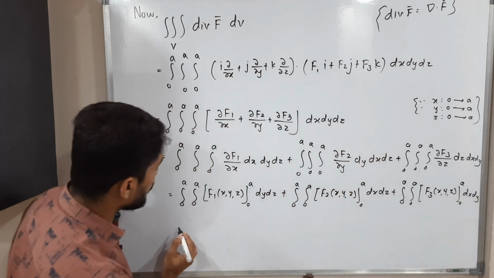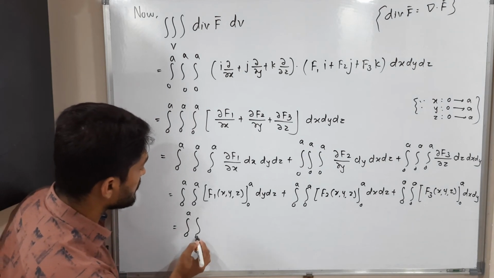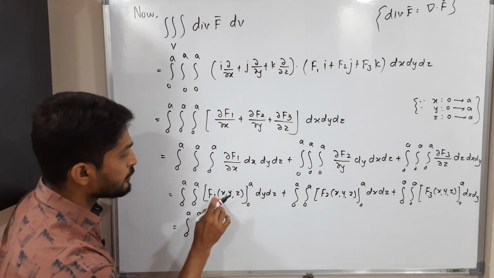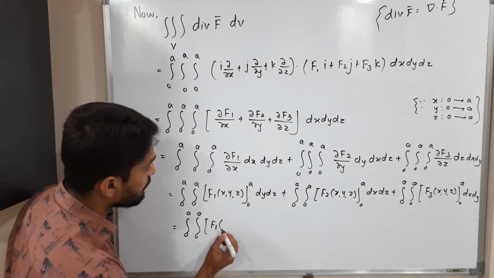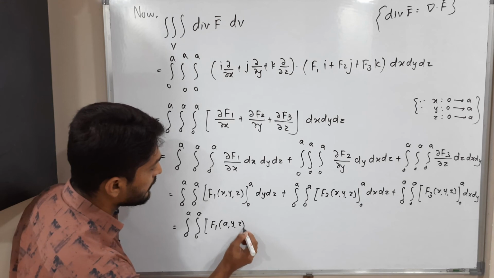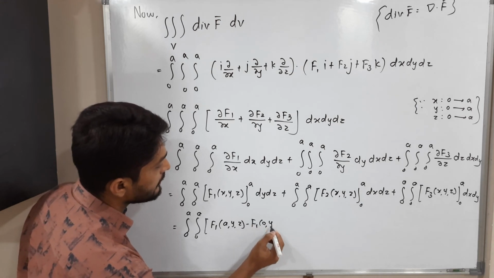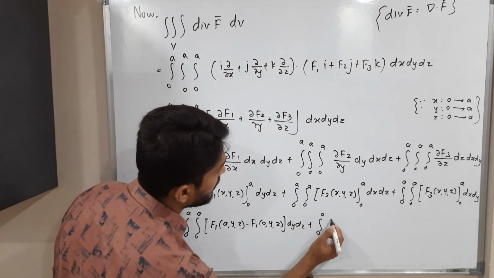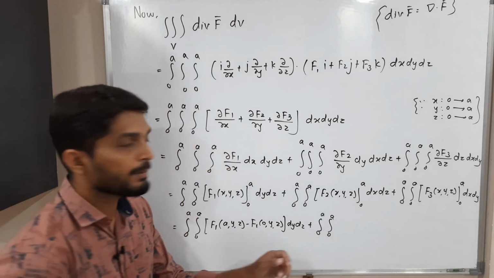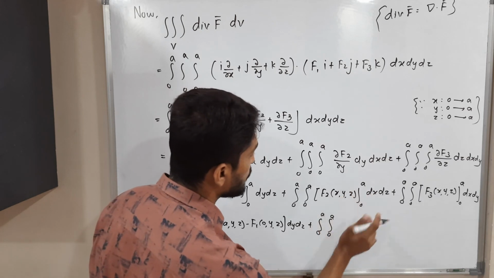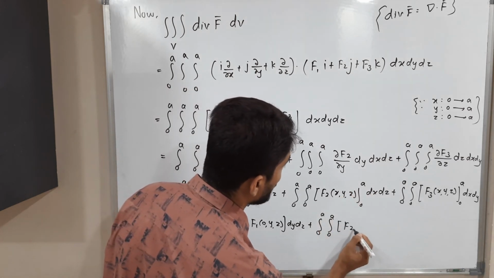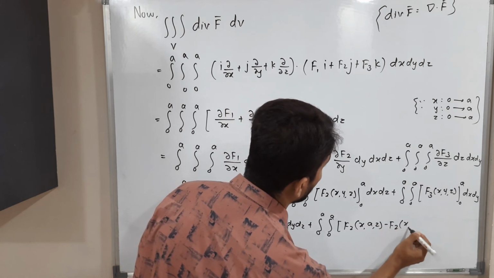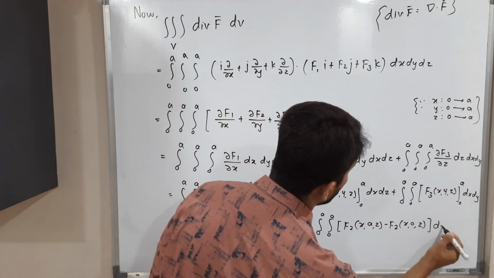So let us put the upper and lower limits. So 0 to a, 0 to a. The integration was with respect to x, so in place of x I should put the upper limit, then the lower limit: f1(a, y, z) minus f1(0, y, z). Then 0 to a, 0 to a. This integration was with respect to y, so in place of y we have to put the upper and lower limits: f2(x, a, z) minus f2(x, 0, z), dx dz.